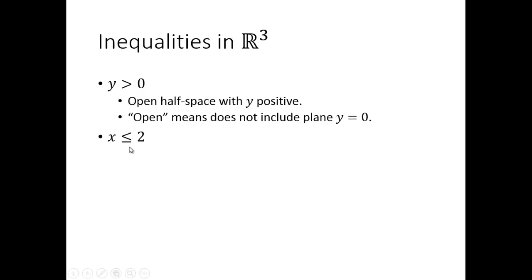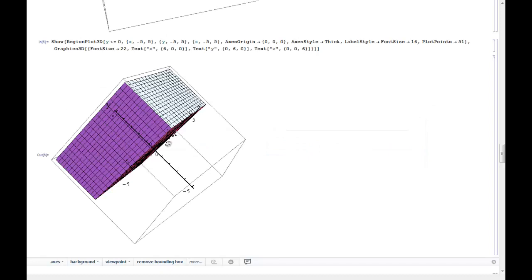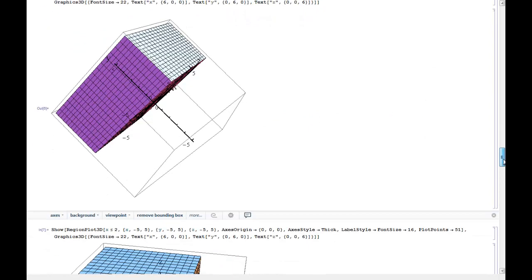Another example here, x less than or equal to 2. Again, we'd have to specify this in R3 here. So this is going to be a closed half space with x at most 2. So again, closed just means we're going to have a boundary plane, and we're going to include that. Again, closed means we do include that plane. And a picture of that.